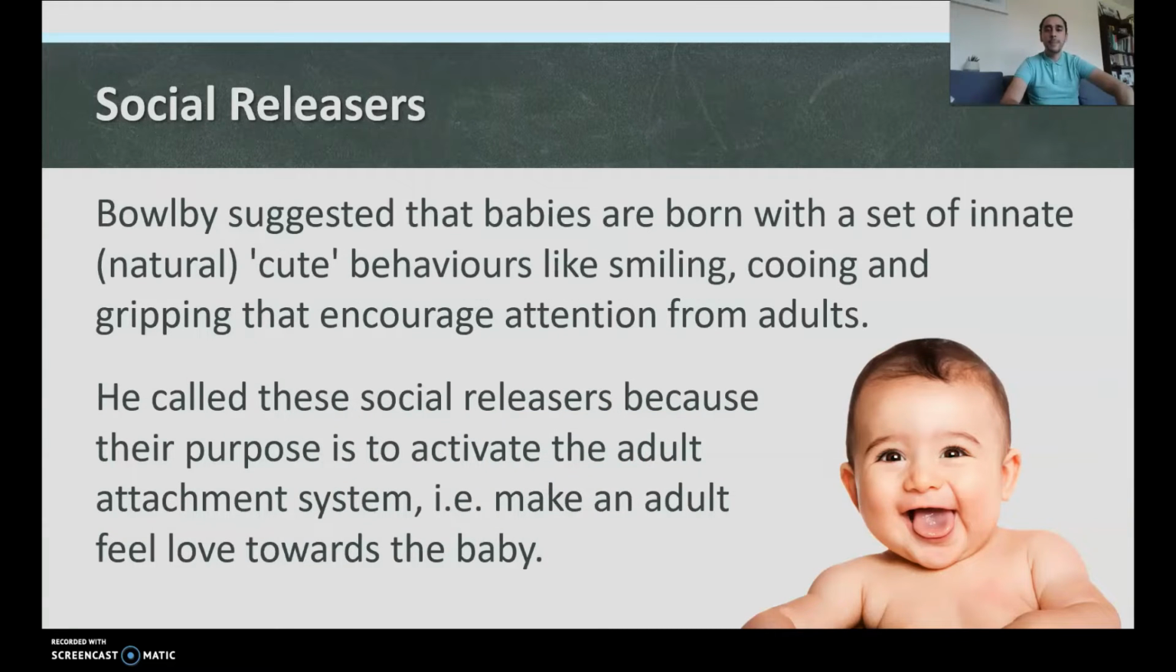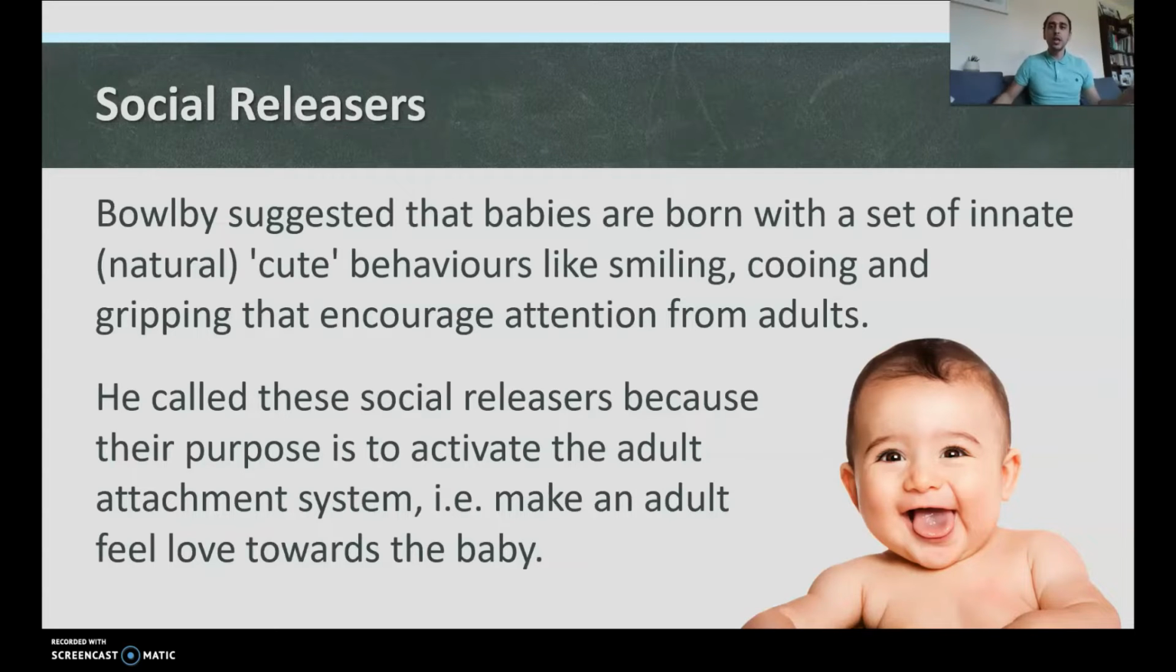Bowlby suggested that babies are born with a set of innate, natural, cute behaviours like smiling, cooing, and gripping that encourage attention from adults. He called these social releasers because their purpose is to activate the adult attachment system, i.e. make an adult feel love towards the baby. So what Bowlby is suggesting is babies have these innate, natural cute behaviours that he calls social releasers.